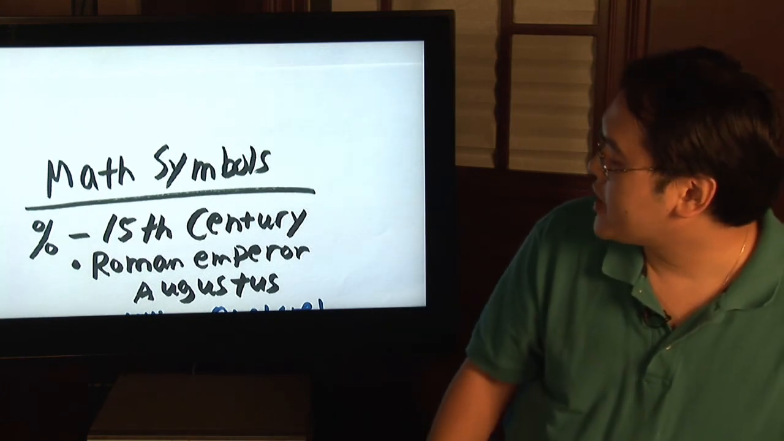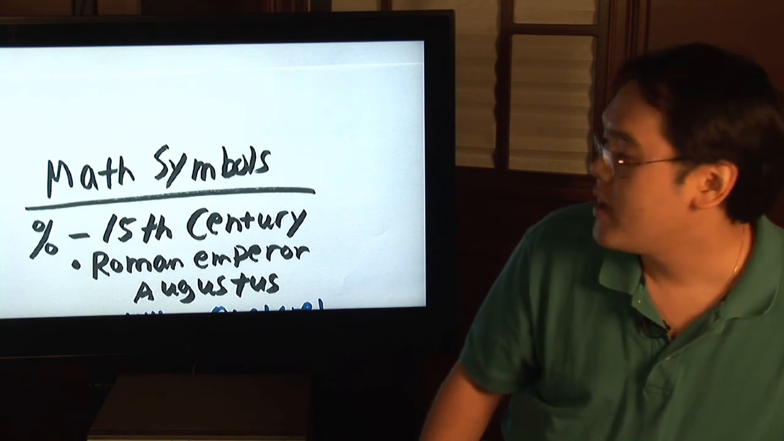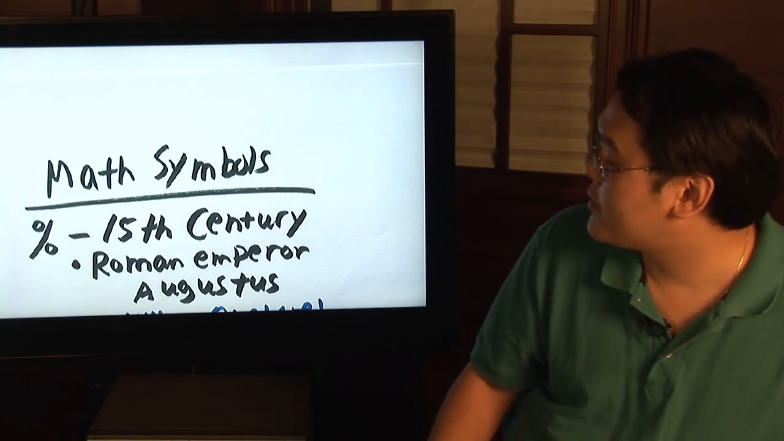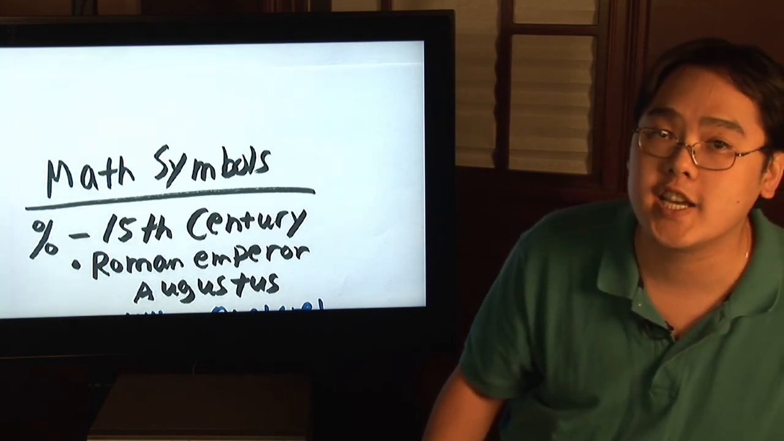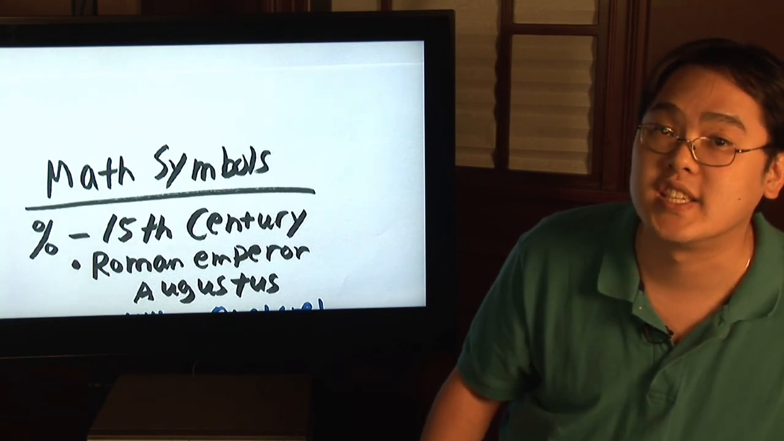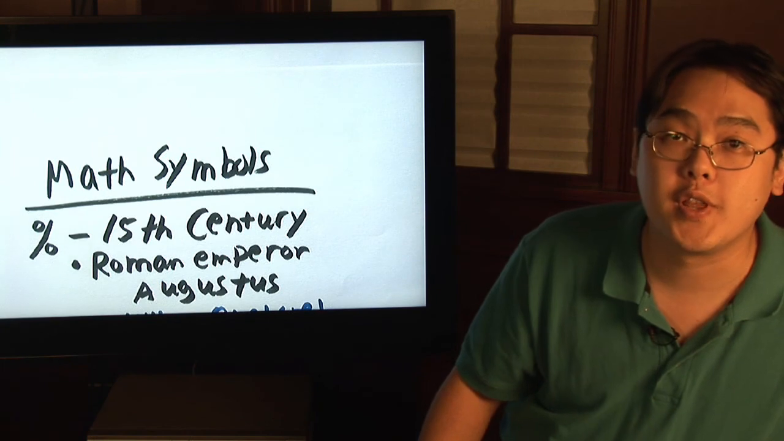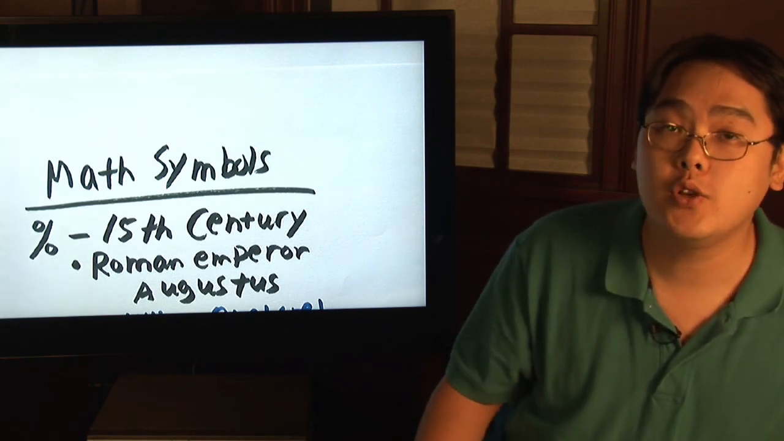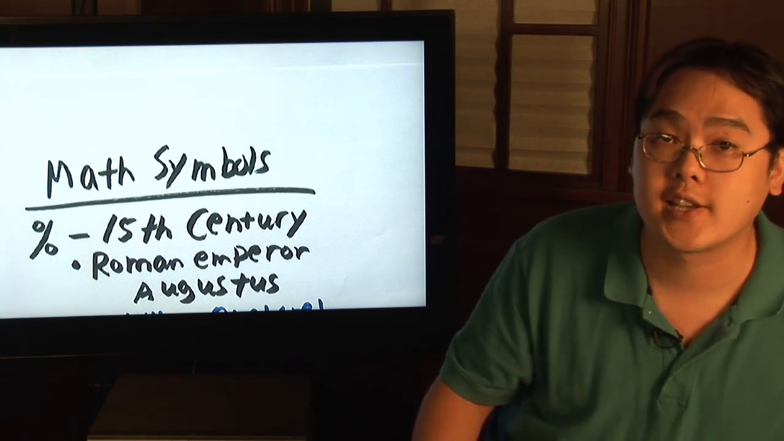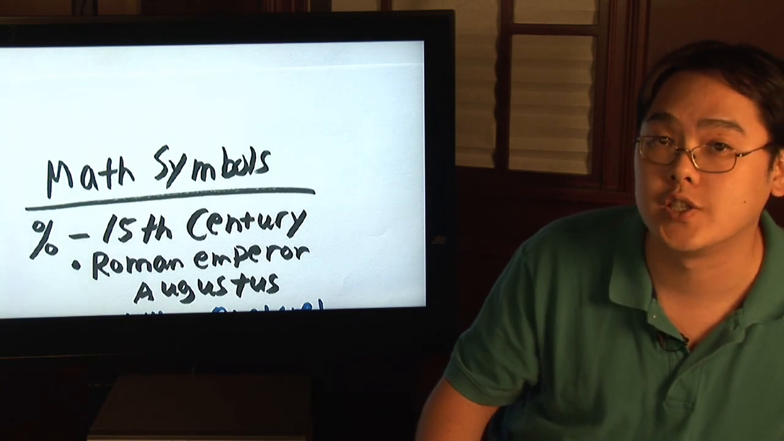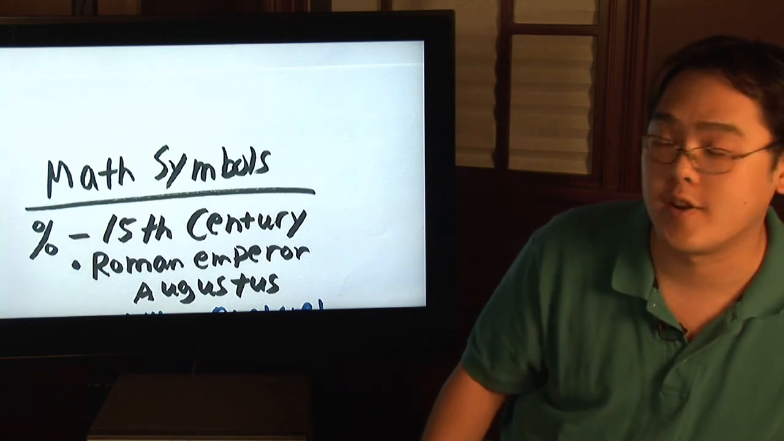The first symbol we'll be discussing today is that of the percent symbol. Now, the symbol was first developed in the 15th century, but the whole idea of percents was used centuries before with the Romans and their Emperor Augustus. Now, he used the idea of percents to levy taxes on everything that was sold at auctions. So it's had a long history there, the percents.